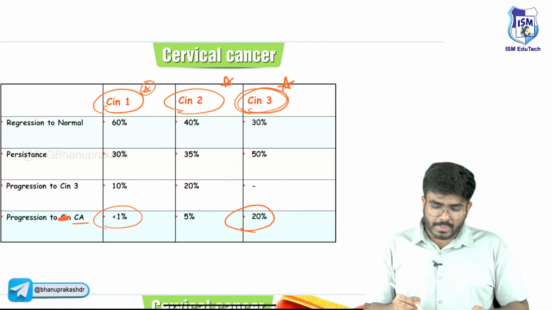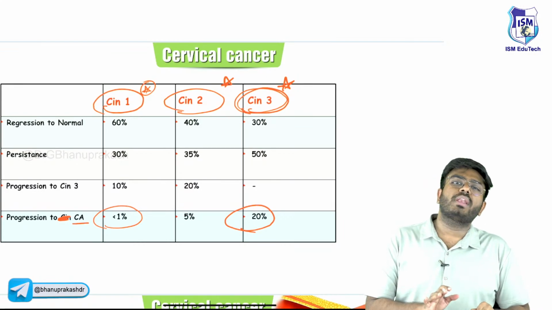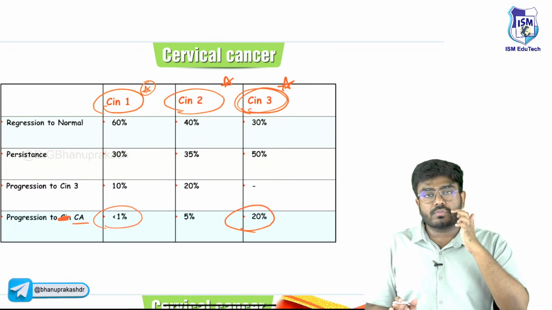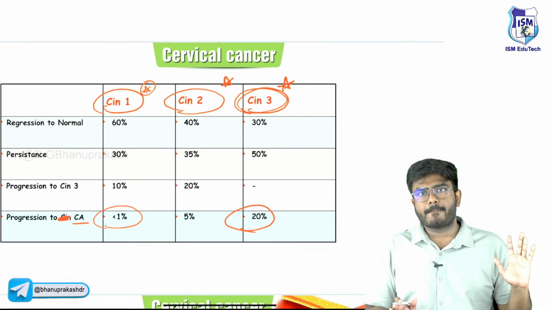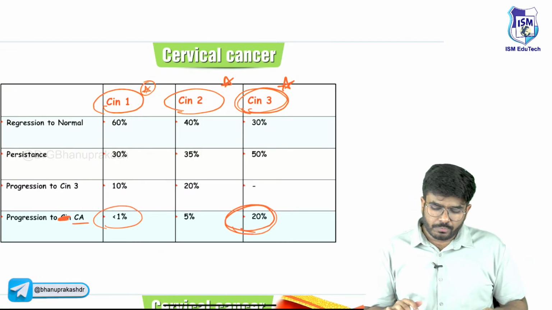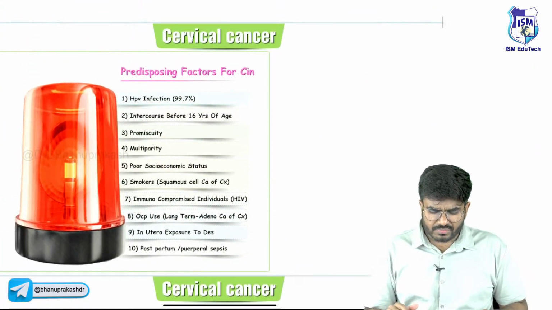So CIN2 and CIN3 are high grade lesions, but CIN1 is considered a low grade lesion. So what I have explained to you is two things: the WHO classification and the Bethesda classification. This is an MCQ: there is a 20% chance that CIN3 can actually turn into cancer. Next, what else should you know?